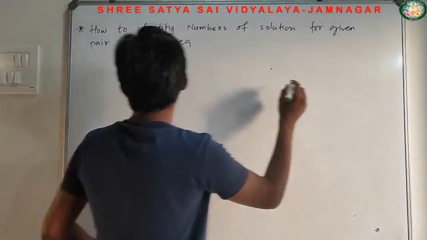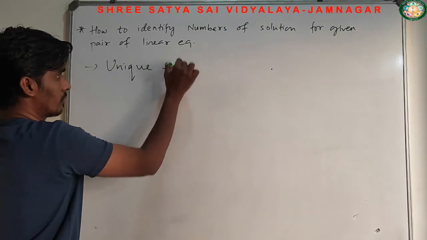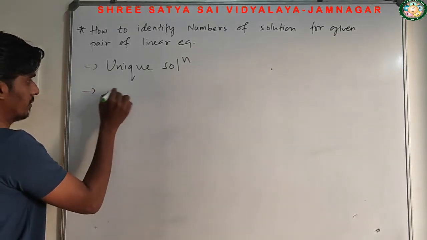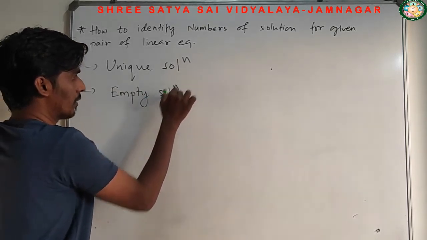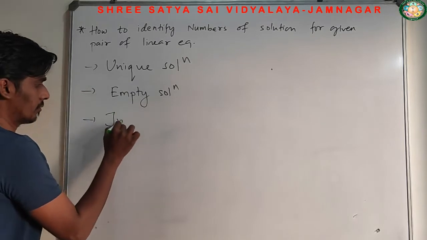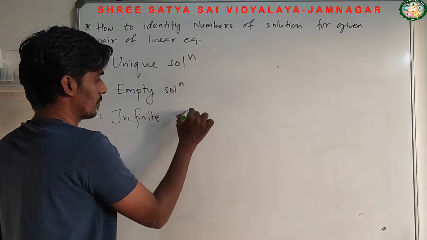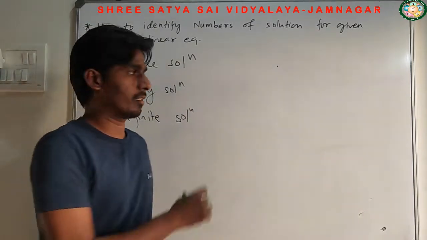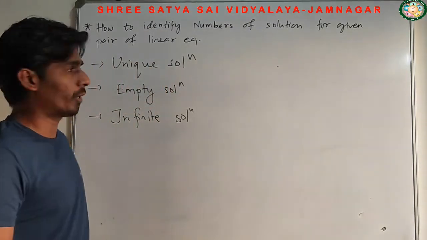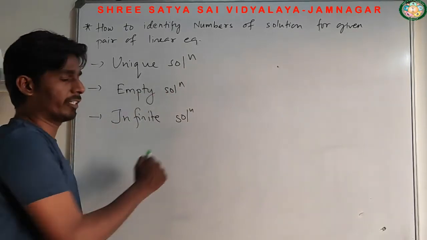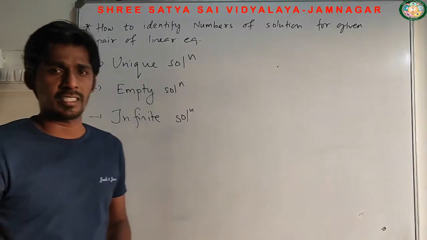These conditions are what? Unique solution, then empty solution, and lastly infinitely many solutions. So if you verify a few conditions, it is possible to identify which type of pair of linear equations it is. It is possible by using conditions. So we are going to discuss those conditions right now.